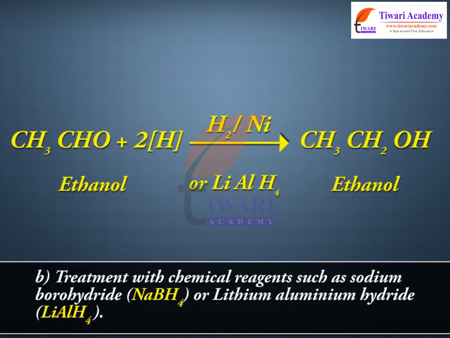B. Treatment with chemical reagents such as sodium borohydride, NaBH4, or lithium aluminium hydride, LiAlH4. CH3CHO, ethanal, plus 2H in the presence of H2/Ni or LiAlH4 gives CH3CH2OH, ethanol. Aldehydes yield primary alcohols while ketones give secondary alcohols.